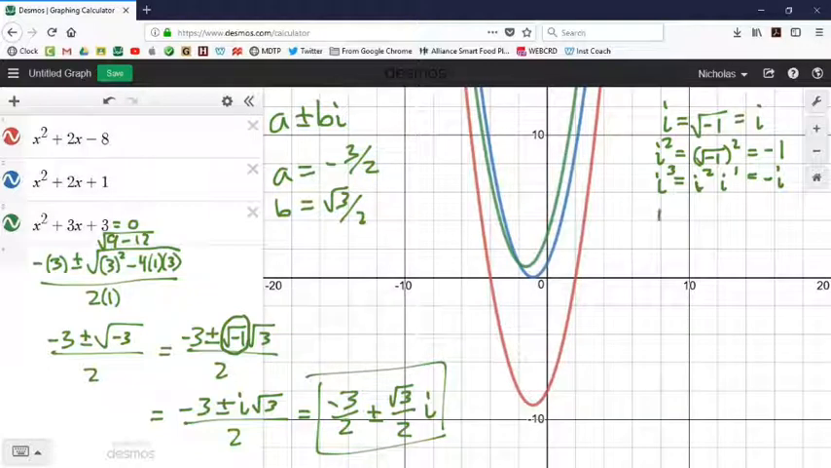What is i to the fourth power? I could write this as i to the second power times i to the second power. And what is i to the second power? -1. Right? i to the second is -1. So we go -1 times -1. What do we get? Uno.